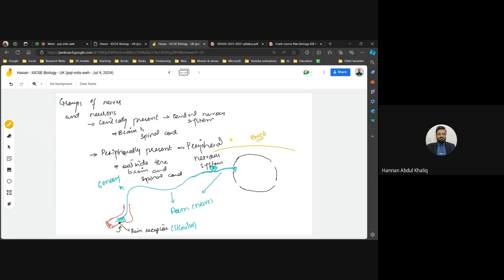So I would call this part of our body dorsal, and this part of the spinal cord would be called the ventral part. Always remember, any part that is present above with respect to the other part, towards the backside, is called dorsal.